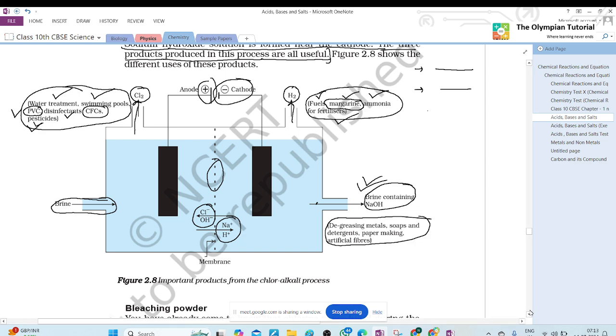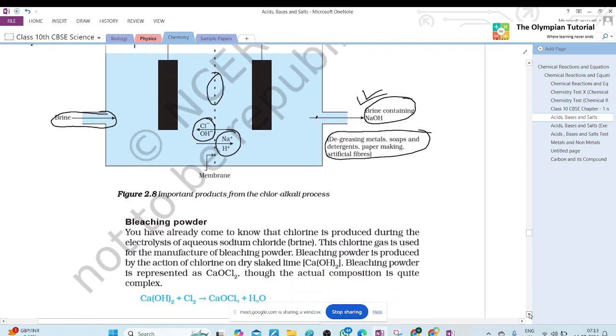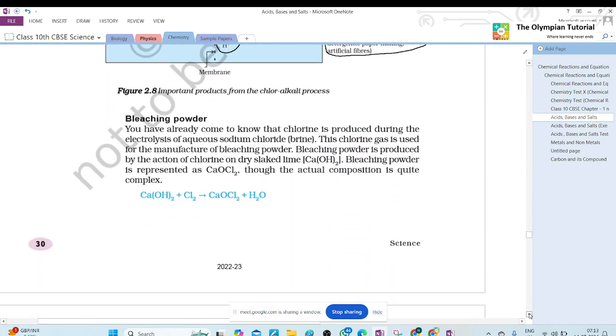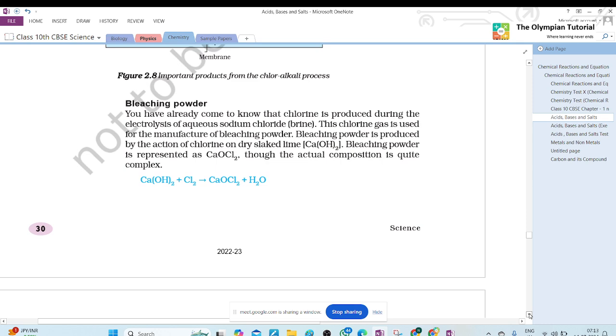Next is bleaching powder. Next topic is bleaching powder. Have you ever heard about the word bleach? Let me know what is the meaning of the word bleach. Ma'am, sometimes we use it for clothes to remove excess stains. Bleach means it removes the color. In this way, stains are also removed.